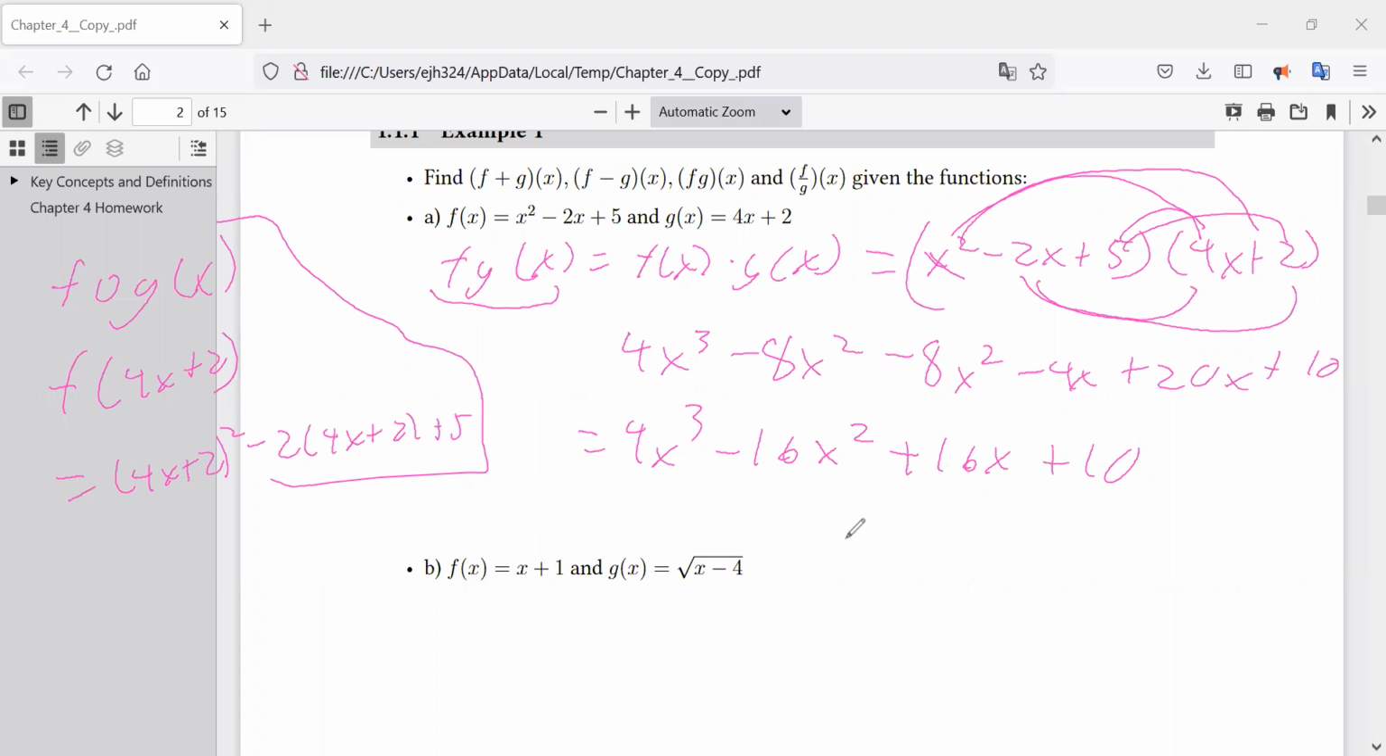And then if we do f divided by g of x, it's going to be f of x divided by g of x. And that's just going to be that guy, which you can't really simplify anymore. So does this make sense to everybody?